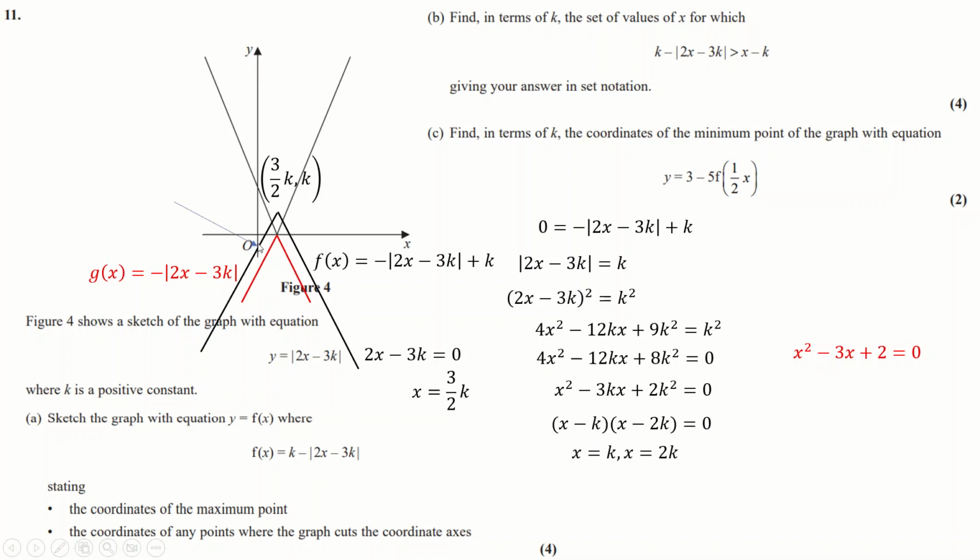And then this point down here happens when x is 0. So we go into here and we set x to be 0, which gives us mod of minus 3k, which is just 3k. Minus that is minus 3k, plus k is minus 2k. And I think we've got all of that done.